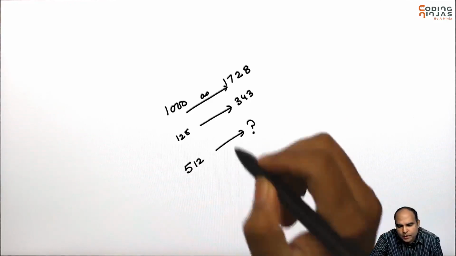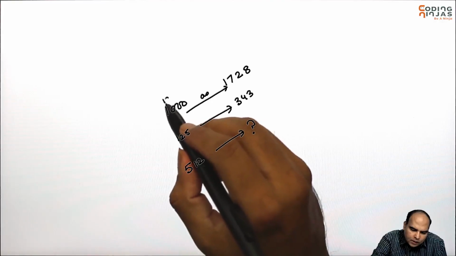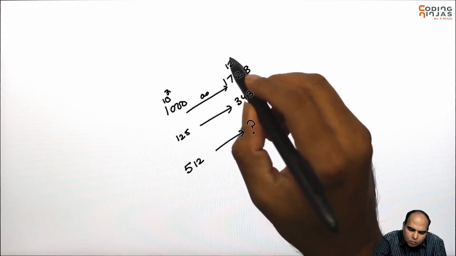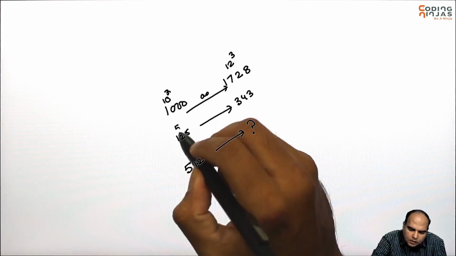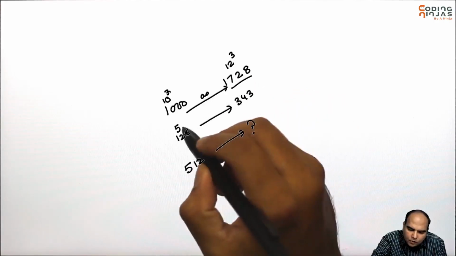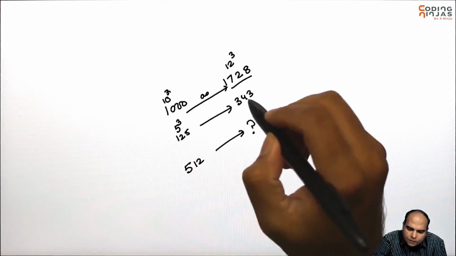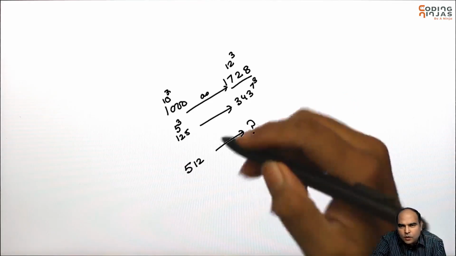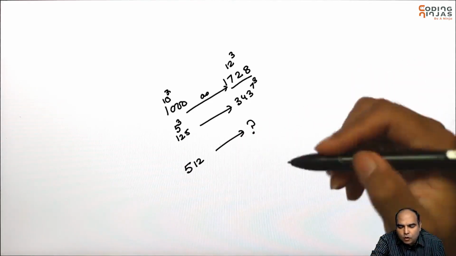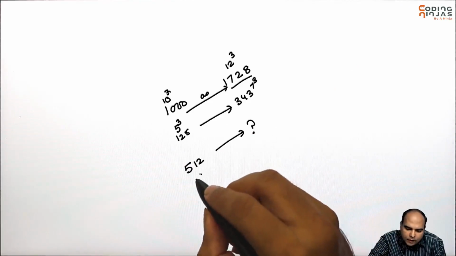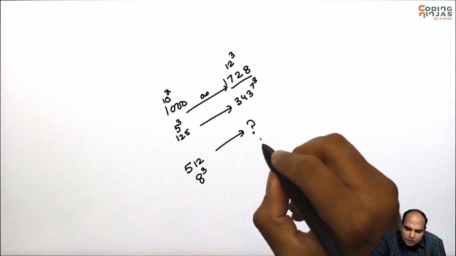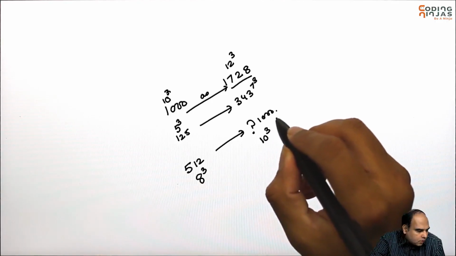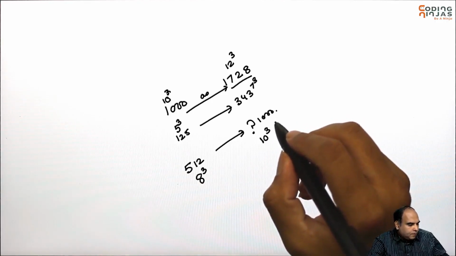So in this situation, you have to be able to visualize or recognize the pattern, that all the numbers here are cubes of numbers. So 1000 is 10 cube, 1728 is 12 cube, 125 is 5 cube, 343 is 7 cube. What's happening is that you're jumping ahead by plus 2 on the cube, and hence because 512 is 8 cube, the solution to this question would be 10 cube, which will be 1000, right?